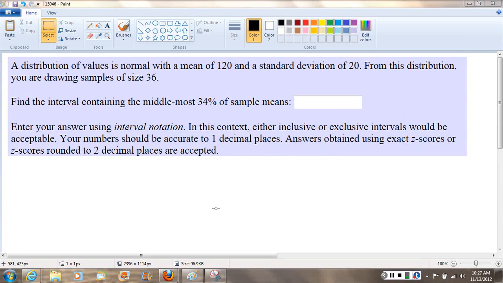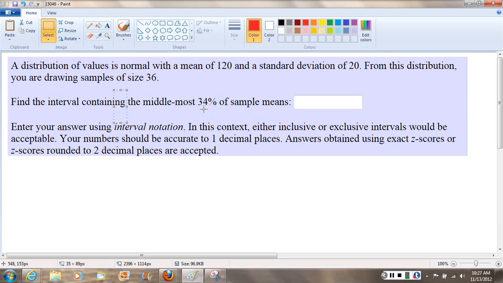Welcome to the video. Here we're looking at a distribution of values that's normal, so that's a key piece of information, with a mean of 120 and a standard deviation of 20. And we're going to draw from this distribution samples of size 36. And we're interested in the interval containing the middlemost 34% of sample means.